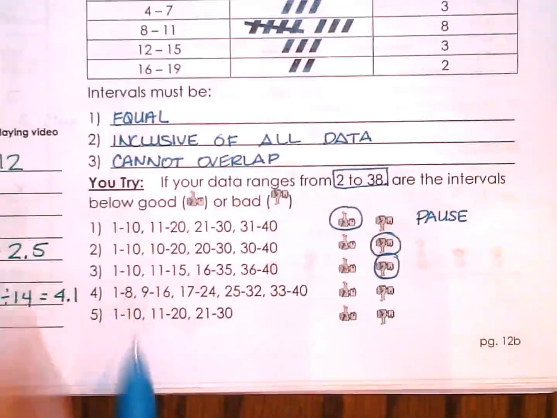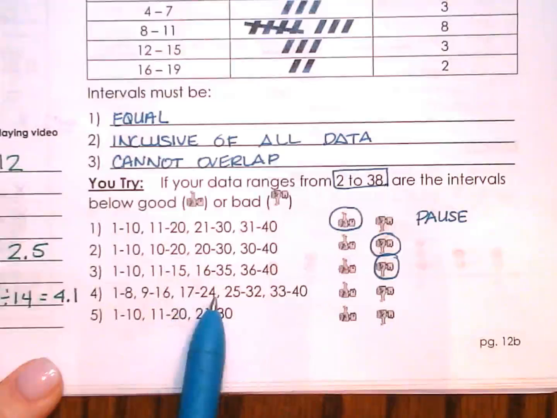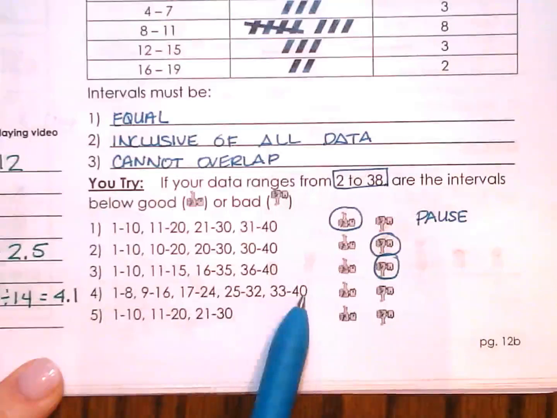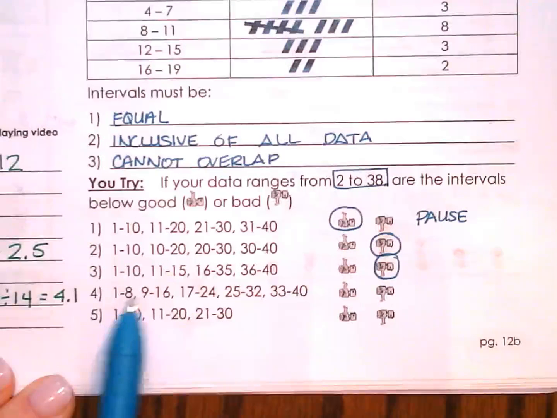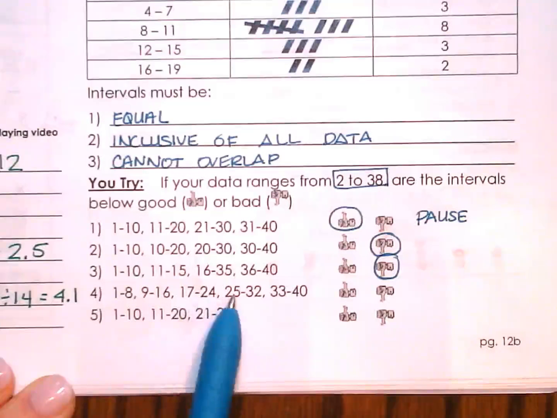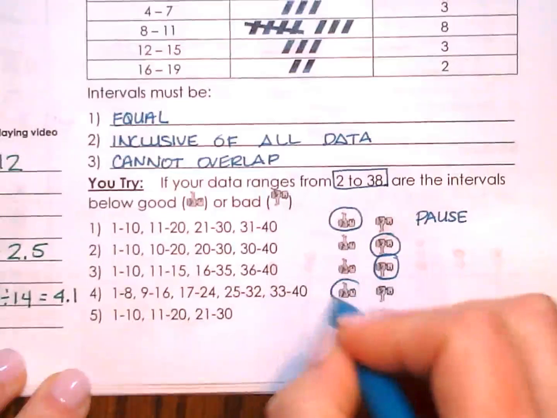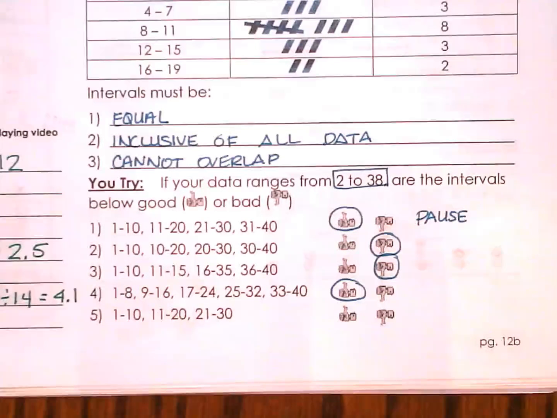Here, from 1 to 8, that's 1, 2, 3, 4, 5, 6, 7, 8. That is 8 pieces of data. 9 to 16: 9, 10, 11, 12, 13, 14, 15, 16. That's 8. And we go up and we find that it's continually 8 all the way up. It goes from 2 to 38. We can include any of those pieces of data. And there's no overlap. It goes from 8 to 9, 16 to 17, etc. This is a good set of data. It meets all 3 criteria.